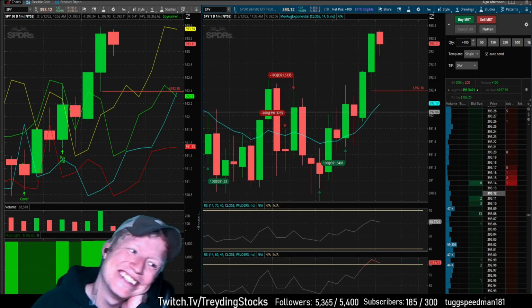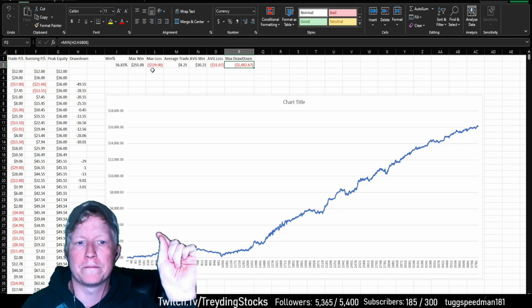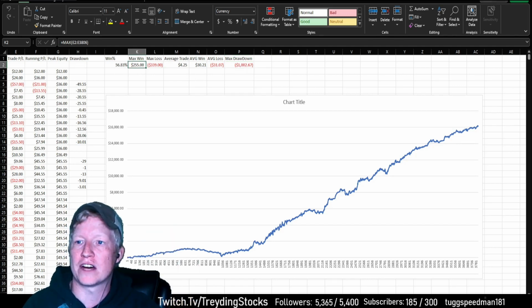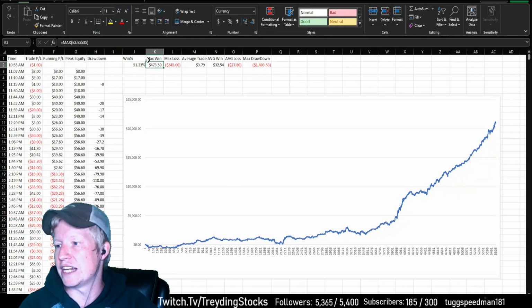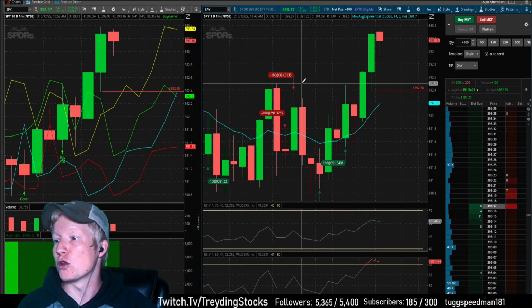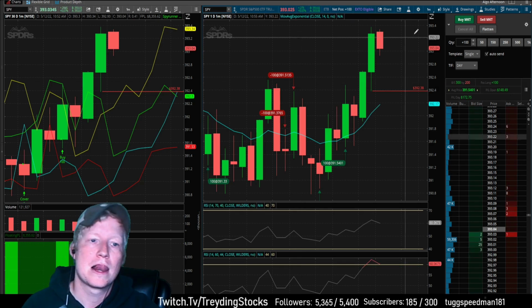Let's look at another fun thing. Old strategy, max win $255. New strategy, max win $473. That's what I mean. It's a little bit more of a swing for the fence strategy, but it works better, once again, in volatile markets.